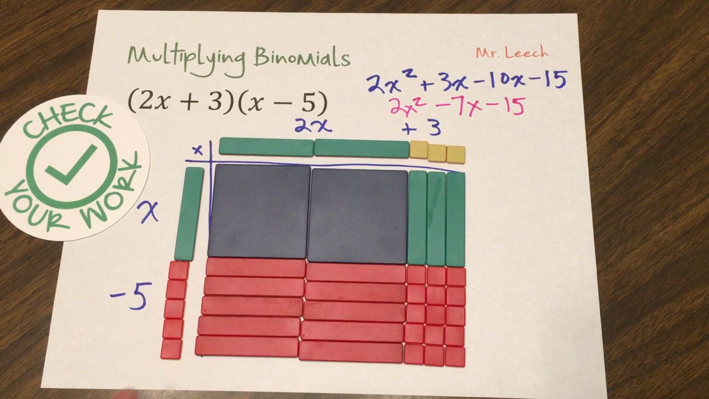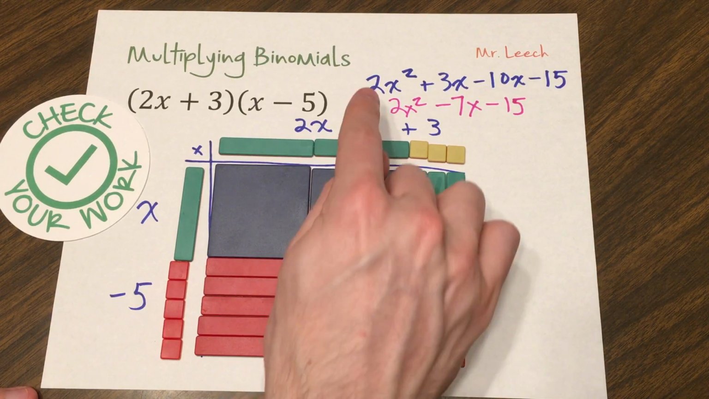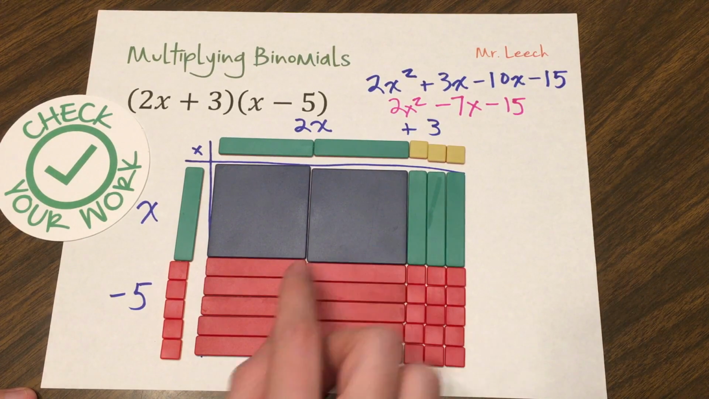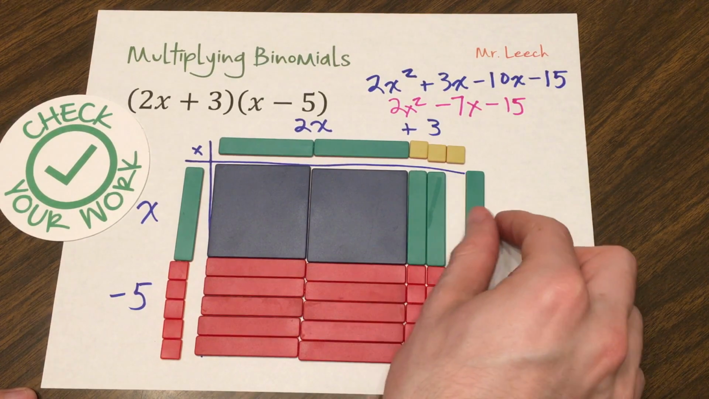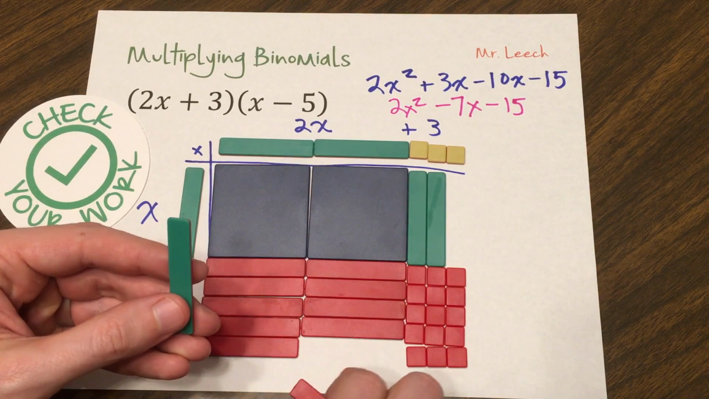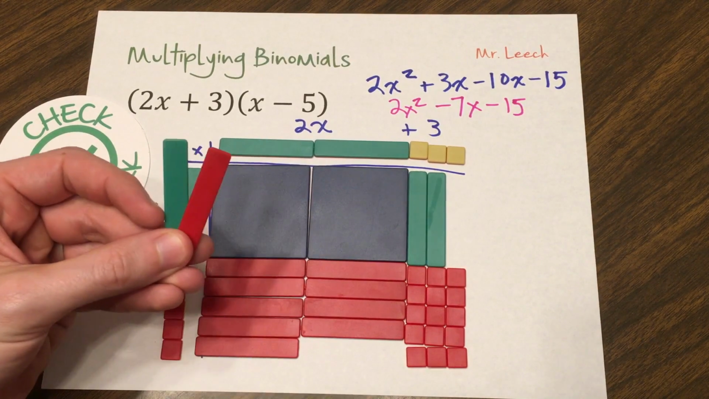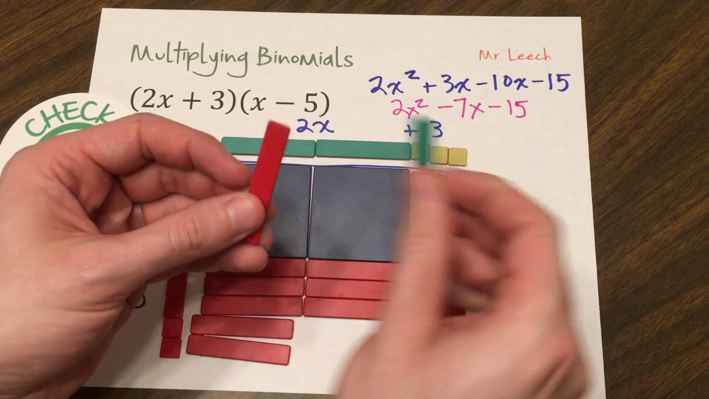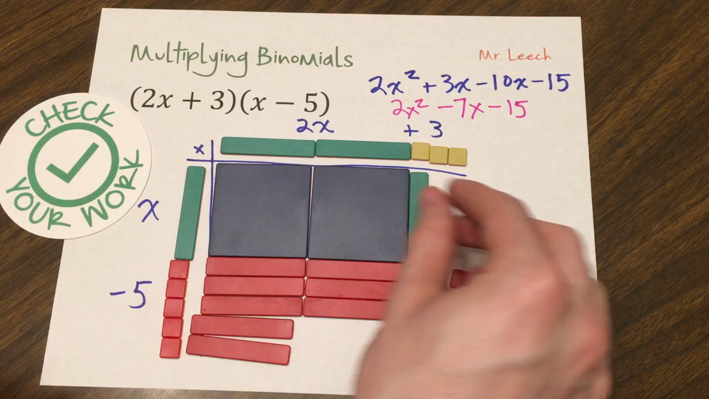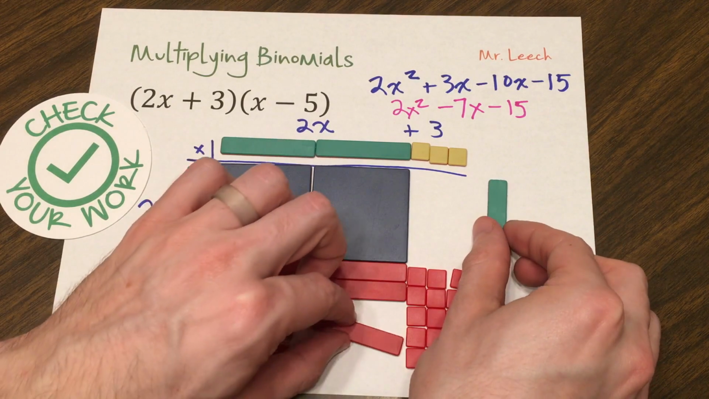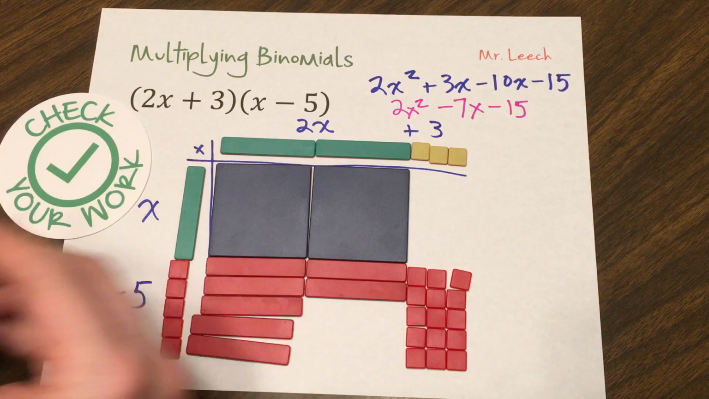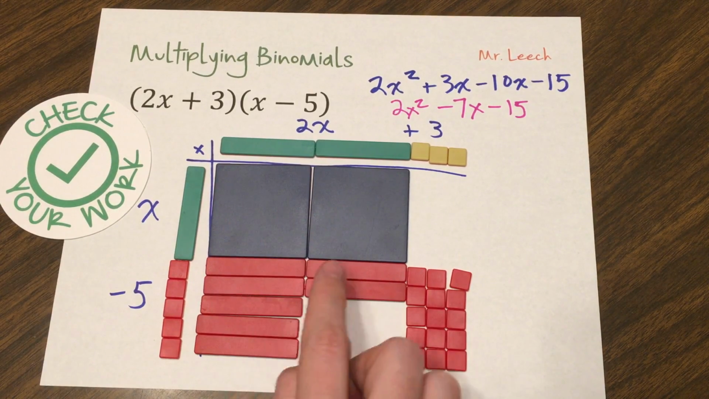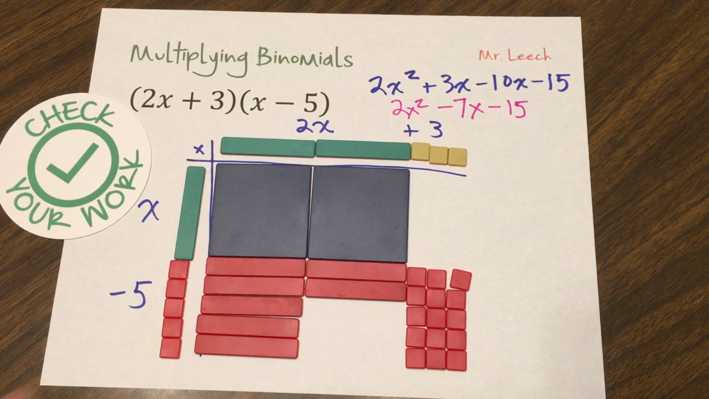Looking at the algebra tiles, you want to physically see how we end up with 2x squared minus 7x minus 15. If you take a look, I have this x and this negative x. They become a 0 pair and they cancel to 0. This x and this negative x become another 0 pair and they cancel to 0. And lastly, this x and this negative x become a 0 pair and they cancel to 0. So what we have remaining is 2x squared minus 7x minus 15.